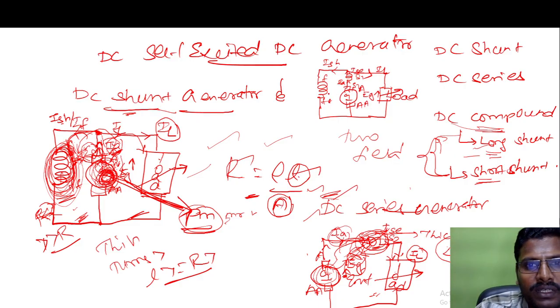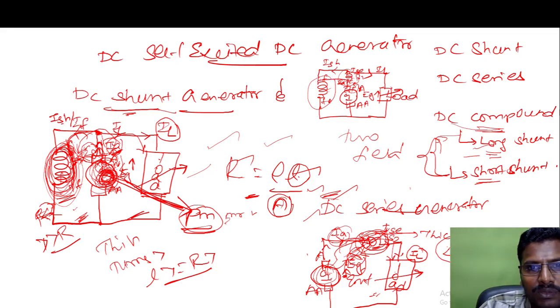Now look here: this long shunt DC compound generator has two field windings. The series field winding is connected in series with the armature winding, and this combination of armature and series winding is connected in parallel with the main field winding. So there are two field windings. This is the long shunt, and these are the corresponding current notations.